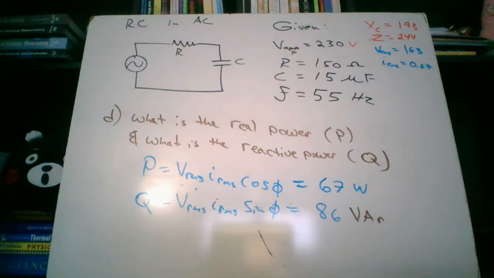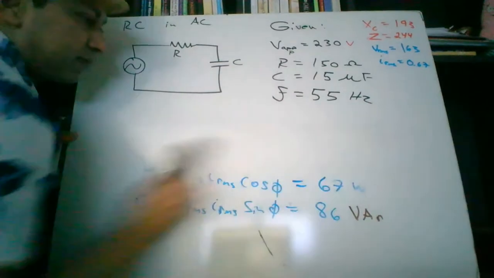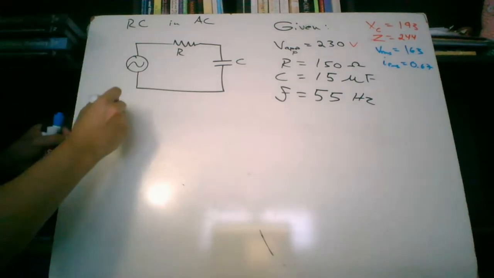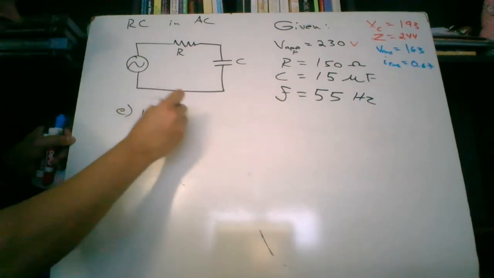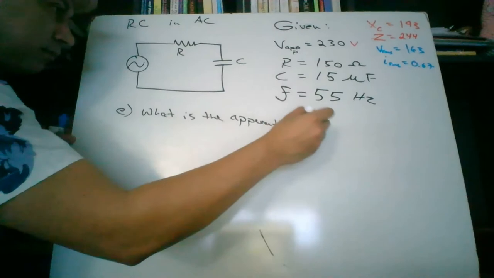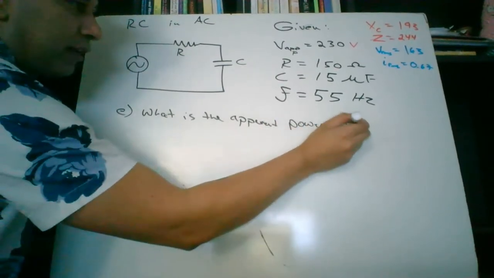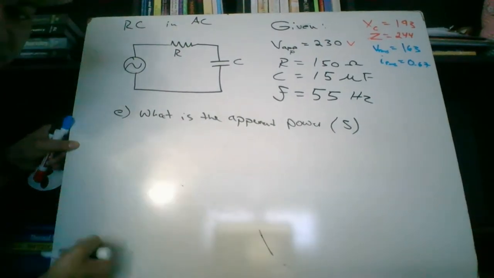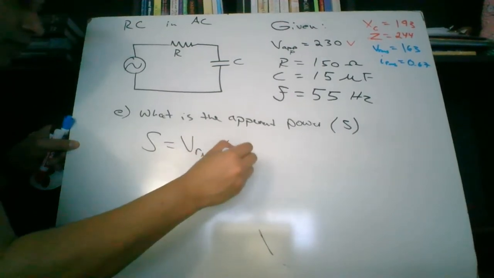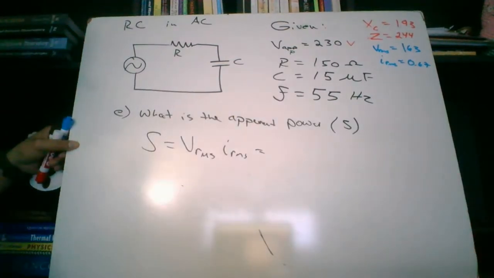And there's just one more part to this question, and we're finished. The last part of this question is, what is the apparent power consumed? Let's use black. So part E, what is the apparent power? And for apparent power, we use the letter S. To find the apparent power, you don't use sine or cosine. You just take VRMS times IRMS. And that's it. That is the apparent power, and it's going to equal 109.